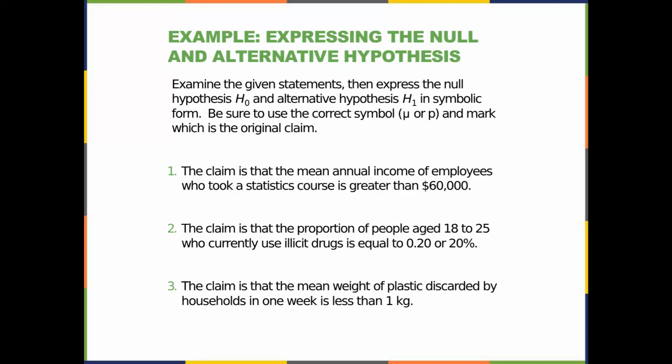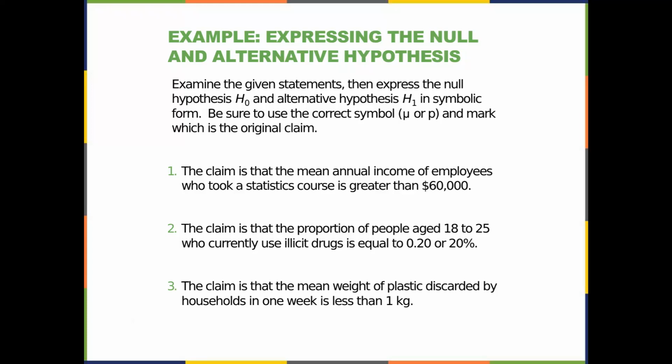All right, so here we have some examples of the null and alternative hypothesis. And it's a really important step. Step 1 is determining how you write your hypotheses. And writing your hypotheses will determine every other step from here on out. So we need to practice this. So let's take a look here. The claim is that the mean annual income of employees who took a statistics course is greater than $60,000.